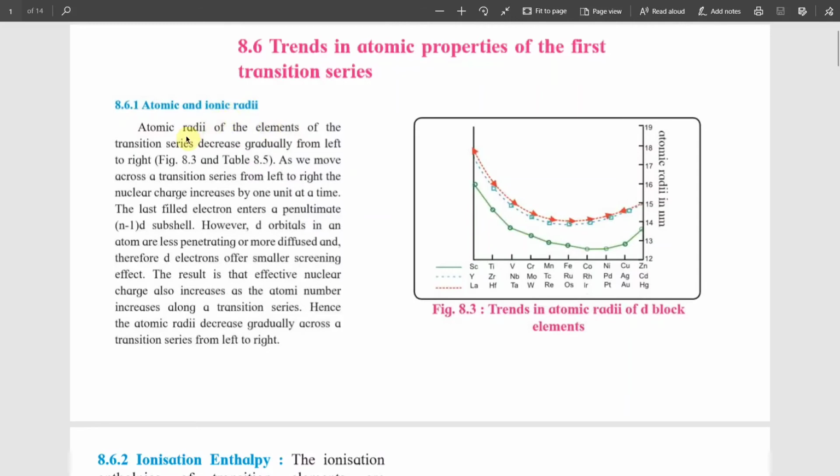Next point is that you have to observe the atomic and ionic radii. What is atomic radius? The distance between the center of the nucleus and the outermost shell electron is called the atomic radius. Now the concept of atomic and ionic radii.